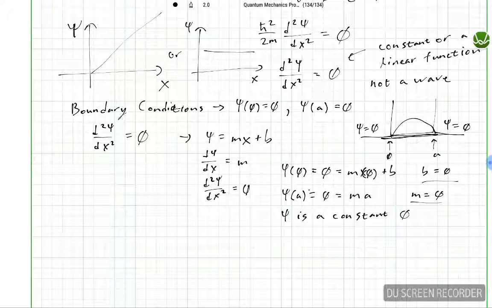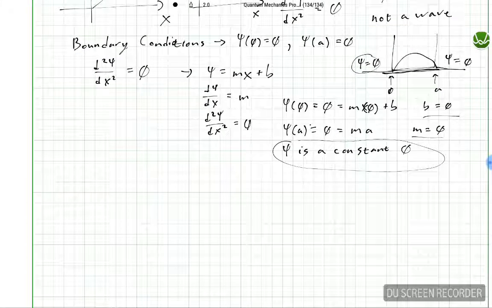So it's not a solution because it just doesn't exist. Psi doesn't exist outside the well, nor does it exist inside the well. So E equals 0 is flat out not a solution. E equals 0, not allowed. That does not allow for, say, a trapped state. A quantum particle cannot exist trapped in a well if there is 0 energy.